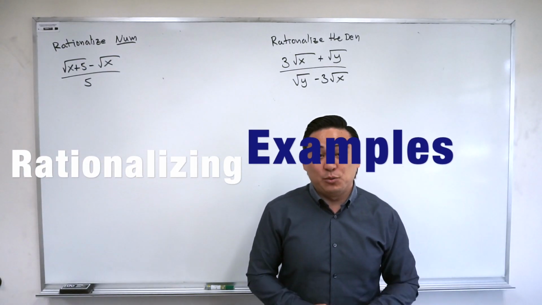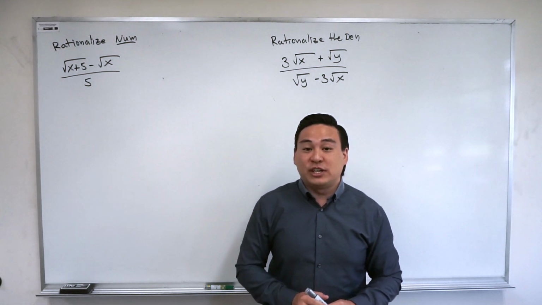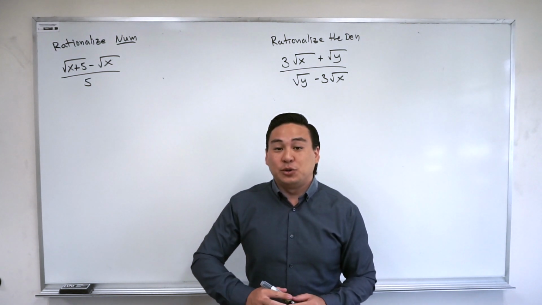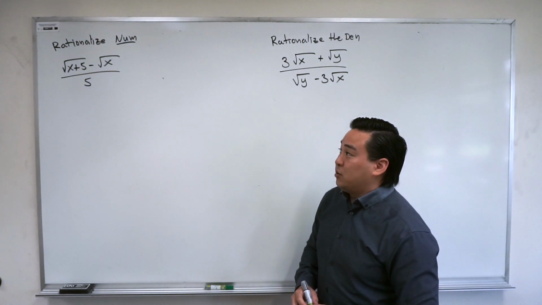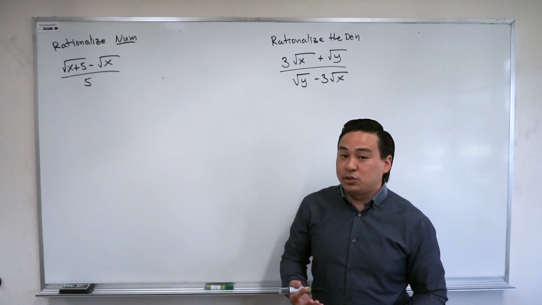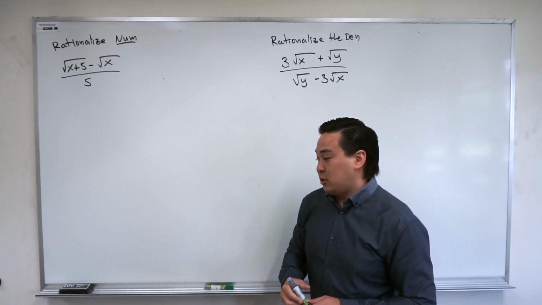Okay, so let's continue rationalizing. Similarly, rationalize the numerator or denominator, make sure you check to see which one it asks you to do. But in this case, we're going to be rationalizing the numerator, and notice that in the top there's not a single term. We don't know how to get rid of those square roots necessarily.